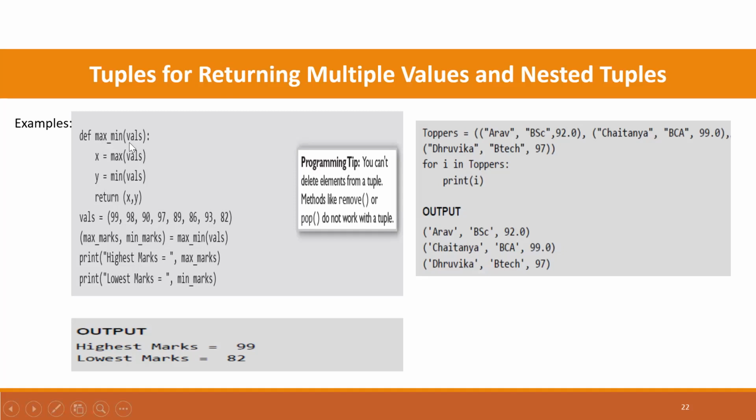Define max min, which is basically returning the maximum and minimum of vals. What is vals? Vals is a parameter, because max and min are the inbuilt functions of Python. I'm coming to that part just after this. So I'm returning both maximum and minimum values, x comma y, and this x comma y gets stored inside max marks comma min marks. So this will return the maximum and minimum value.